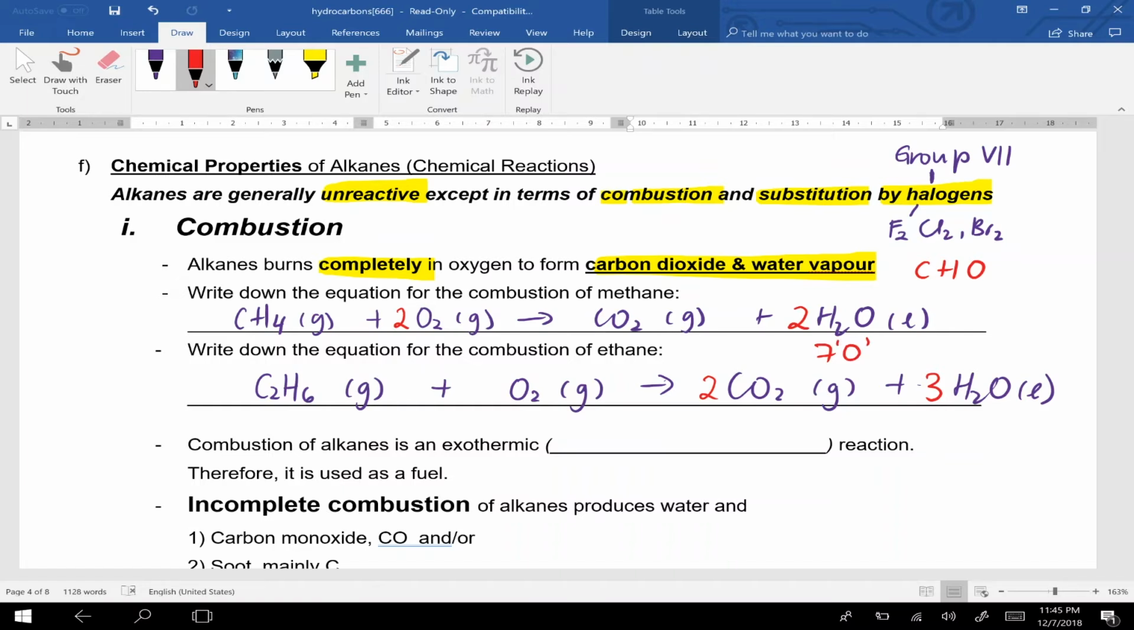But on this side I have 2. So I can do this, but I cannot leave this as my answer. What I need to do is to multiply the whole thing by 2. So when I multiply the whole thing by 2, 2 times 7 over 2 will give me 7, 2 times 2 will give me 4, 3 times 2 will give me 6. So this is the balanced equation.